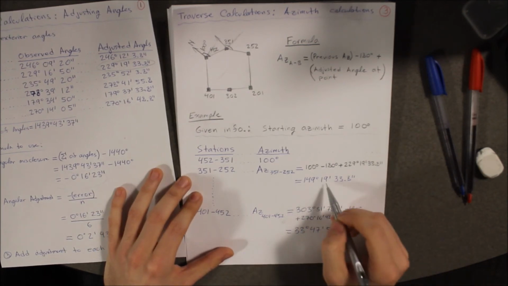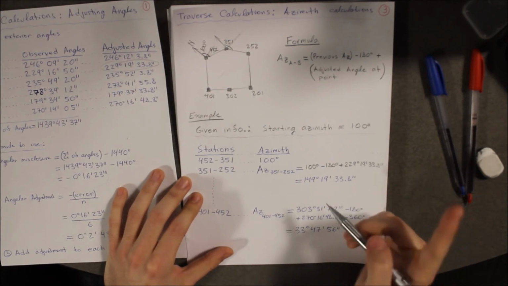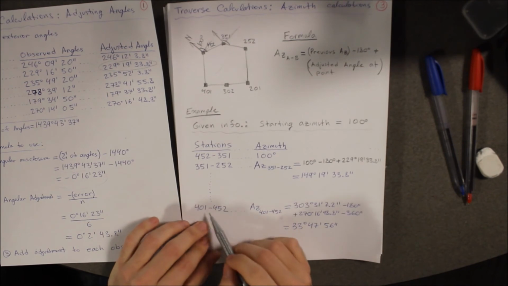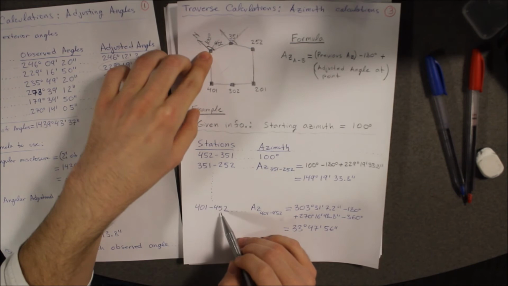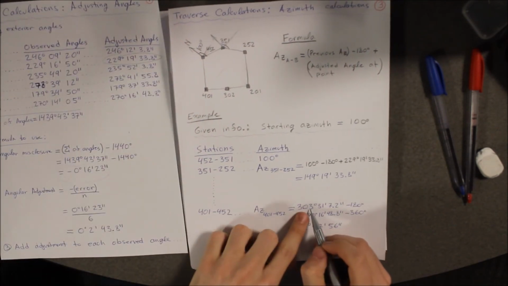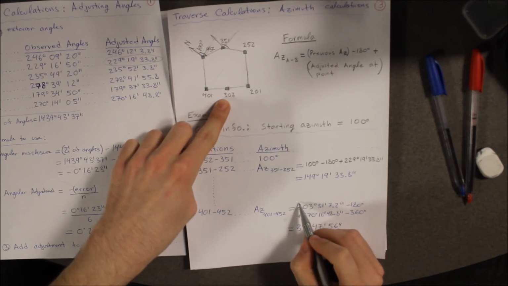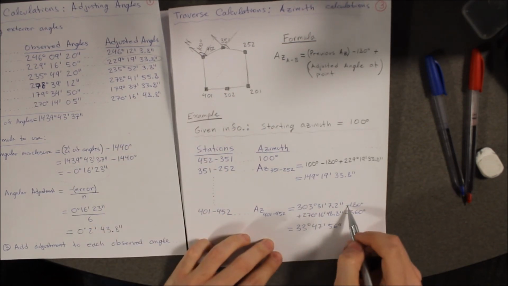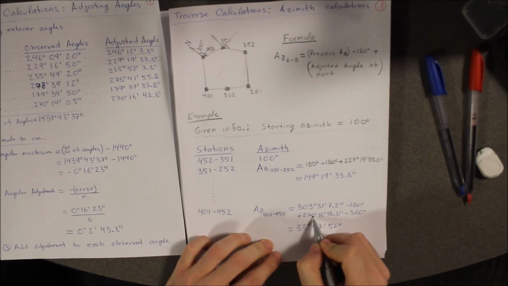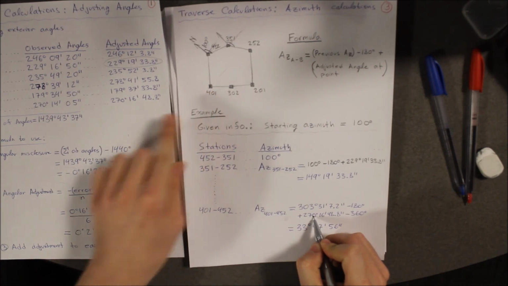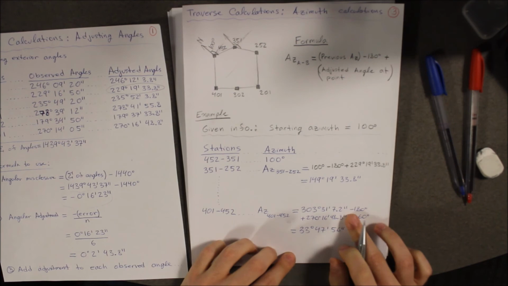When your final result is greater than 360 degrees, you must subtract 360 degrees, and that is why I skipped to the last step. So that is this point right here, back to the original. The previous azimuth of this point is this right here, 303 degrees. Subtracting 180 degrees, plus the adjusted angle at this point, which is 270, right here, minus 360.